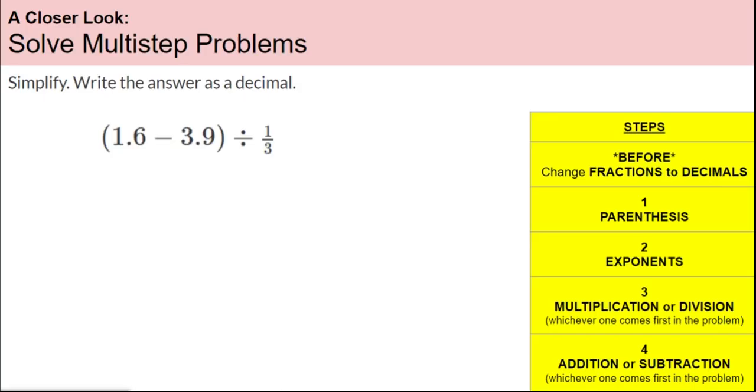1.6 minus 3.9 divided by 1/3. What would you do? See if you can do it yourself and we'll review. I want my answer as a decimal, so since we want the answer as a decimal, let's change fractions to decimals. So 1 divided by 3, 1/3.